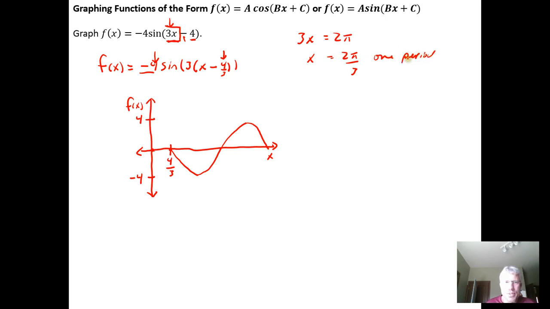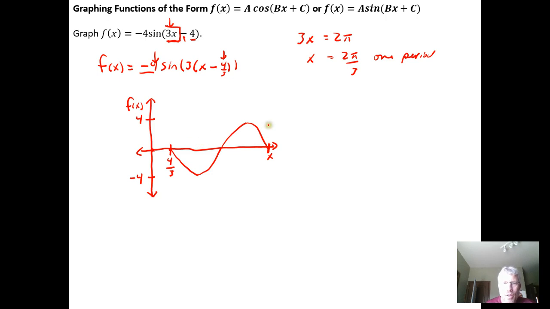And what that tells us is that the distance from 4/3 to where we return to where we started is going to be 2 pi over 3 units. So to figure out the tick mark right here, I just add 2 pi over 3 to 4/3. That would be one way to do it.